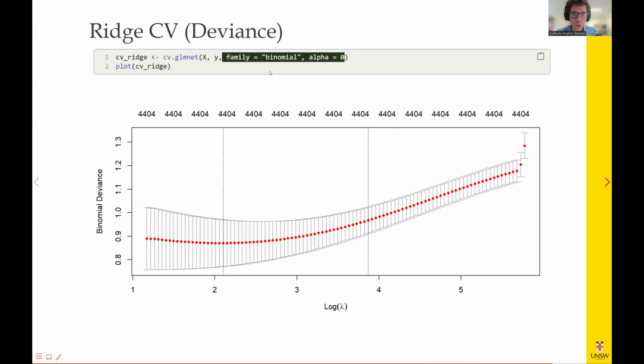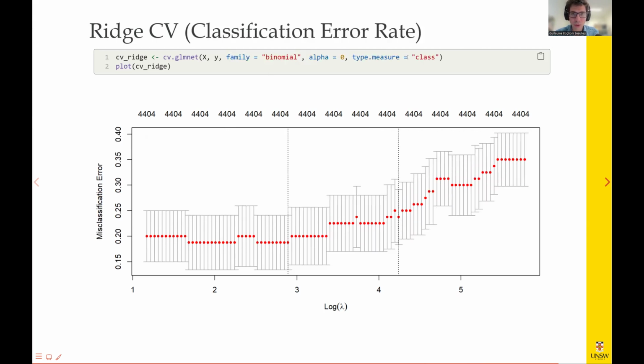But if you would prefer the criterion of what we have called the error rate in the case of a classification problem, here it's called misclassification error. So this is basically just the percentage of predictions that are wrong. You can use that as the criterion on which to pick the best lambda. So this is what is done here, using type measure equals class, I suppose, for classification. Again, you will display as a function of log of lambda what is the error rate of your model.